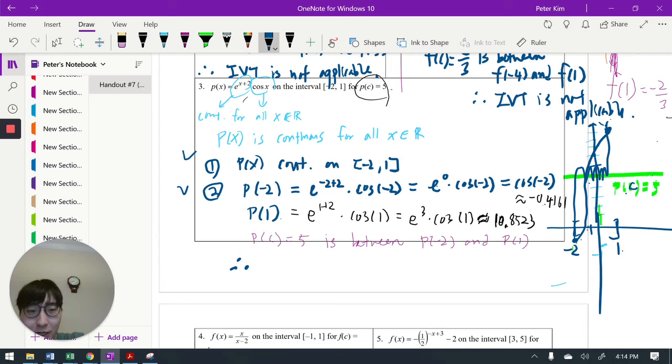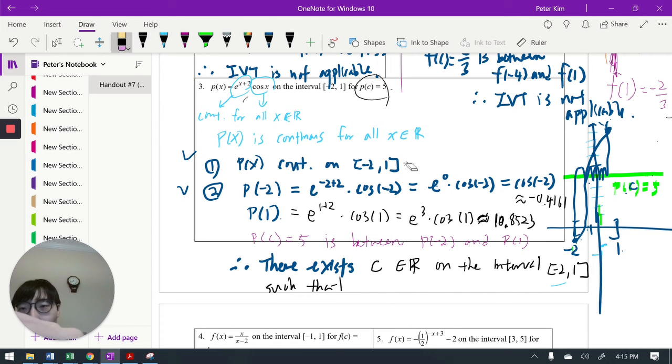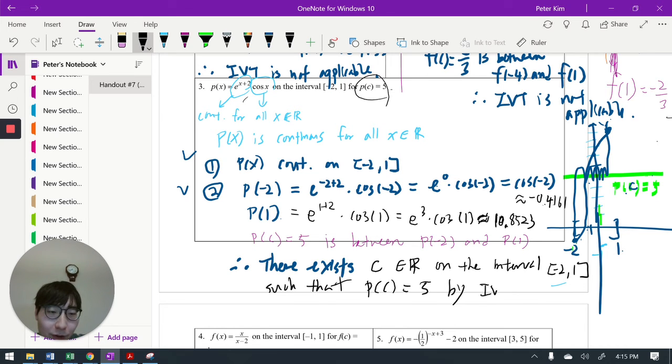So you're going to say, this is satisfied, that's satisfied, right? Then there exists C, a real number, on the interval negative 2 to 1, such that P of C gives us 5, by intermediate value theorem, IVT.